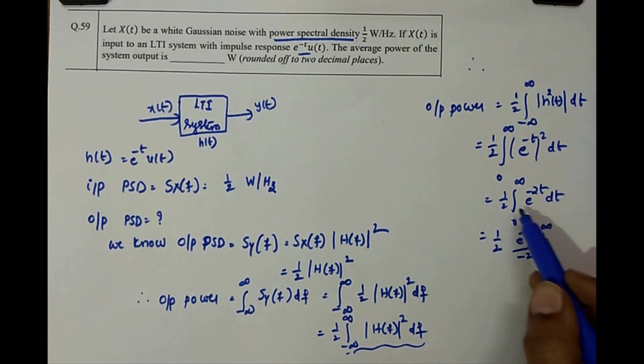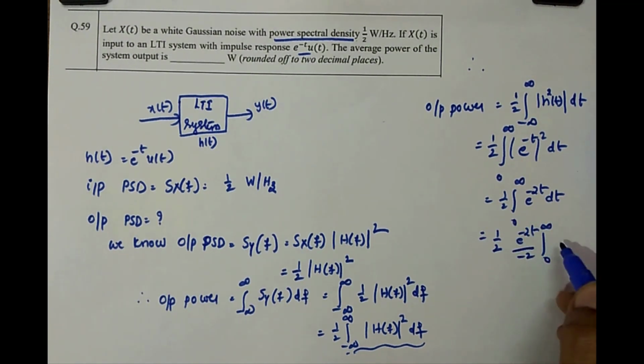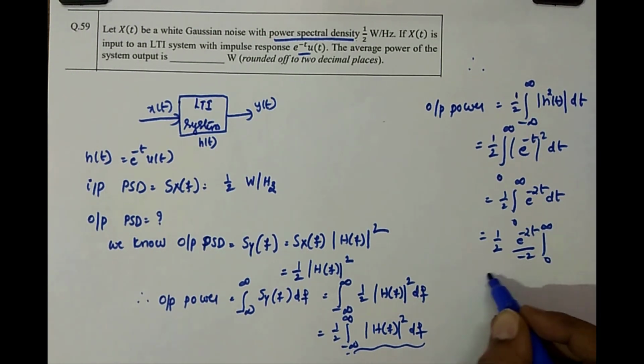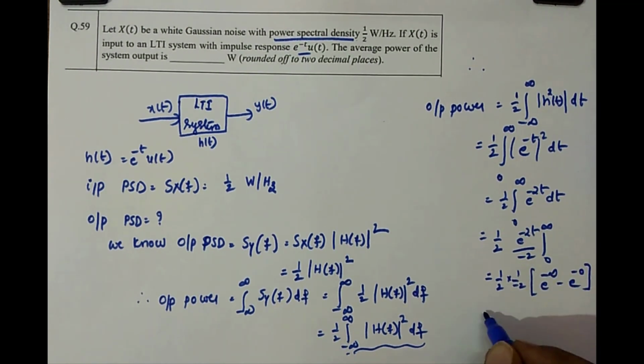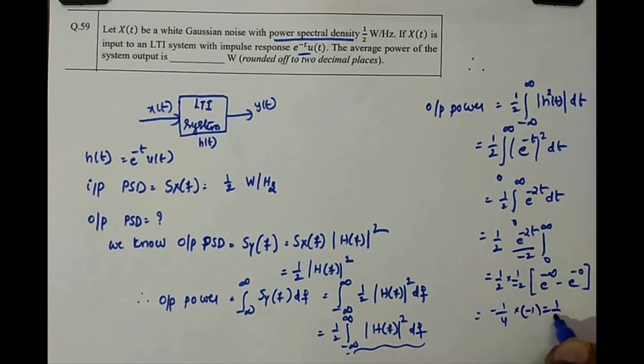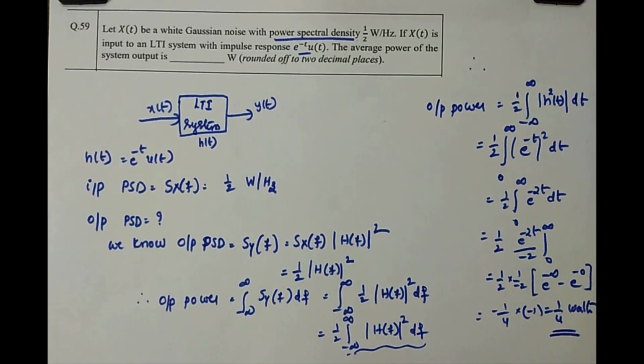Okay. So if you do this, it will be e power minus 2t by minus 2 between the limits 0 to infinity. It is nothing but half into e power minus infinity minus 0, totally minus 1 by 4 into, you know, e power minus infinity is 0. So e power minus 0 is 1. So it is minus 1. It's nothing but 1 by 4 watts. So that is the answer.